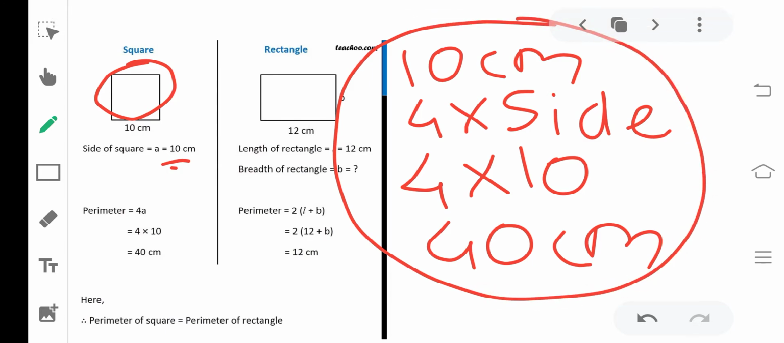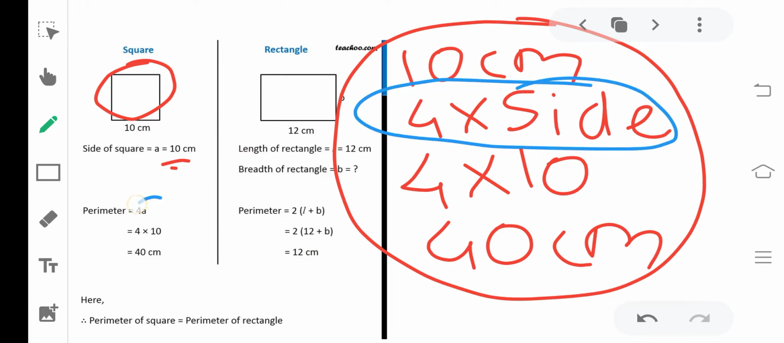First of all, you should always remember the formula. This is the formula. Okay, 4 into side, or you can use this. See, here it is also given this. See, this is perimeter is equal to 4a.